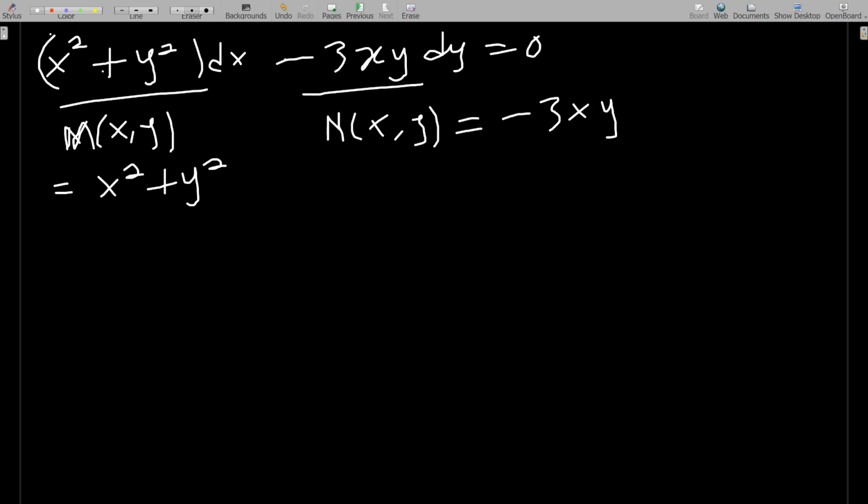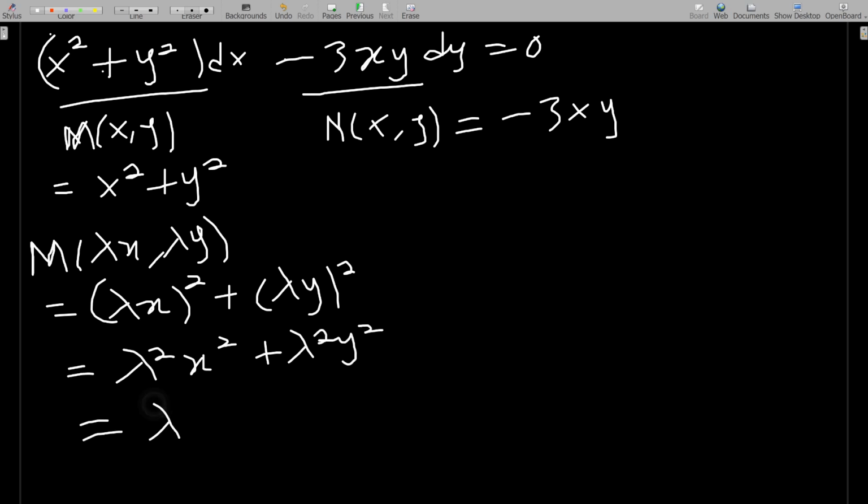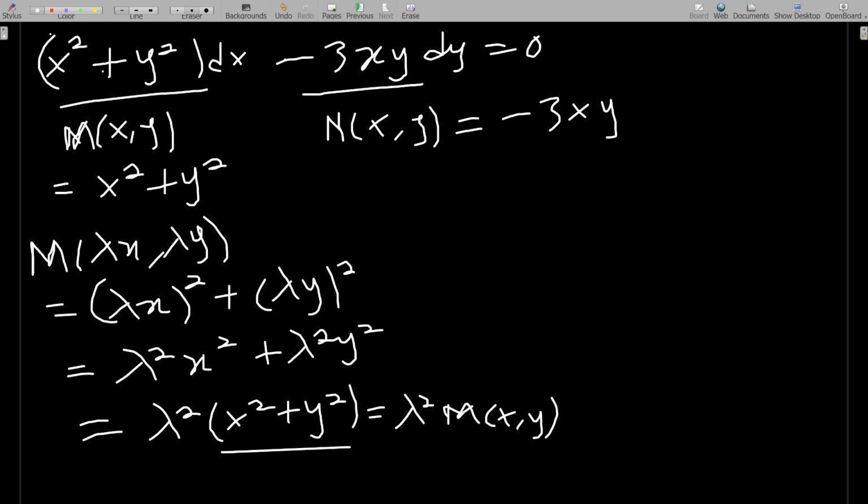So let's check for the homogeneity of M of xy, and that will be M of lambda x, lambda y. We just did that. That is equal to (lambda x) squared plus (lambda y) squared, and this is equal to lambda squared x squared plus lambda squared y squared. This is the same as lambda squared into (x squared plus y squared), which is equal to lambda squared times M of xy. So this is homogeneous with degree n equals 2. Okay, so that is it.